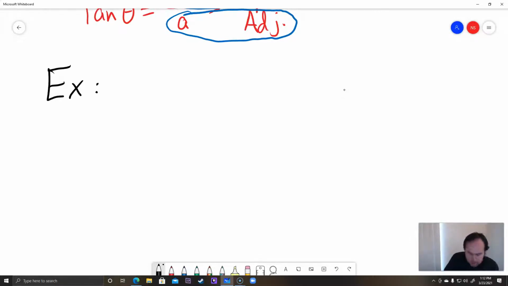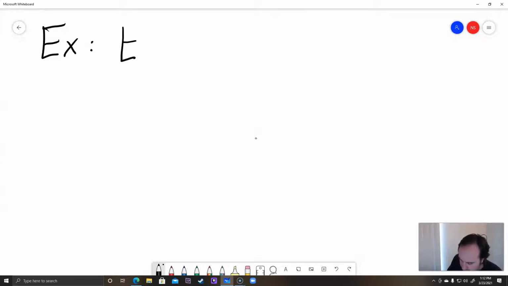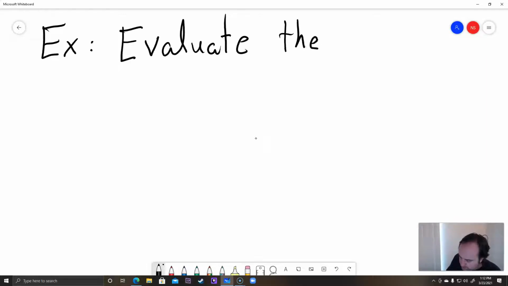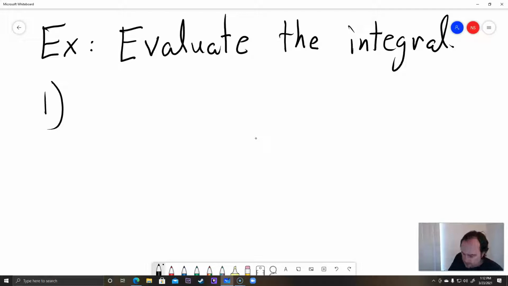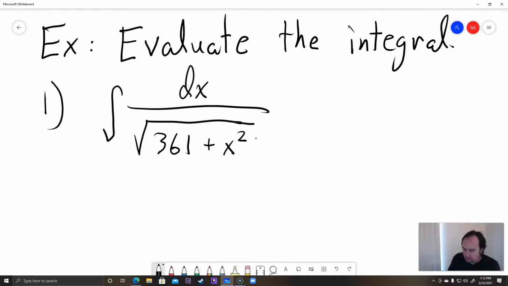Examples are always my favorite part. Okay, so example, for each of these they want to evaluate the integral. Okay, so evaluate the integral. And for problem number 1, we're going to be doing the integral of dx over the square root of 361 plus x squared. Okay, so the integral of dx over the square root of 361 plus x squared.